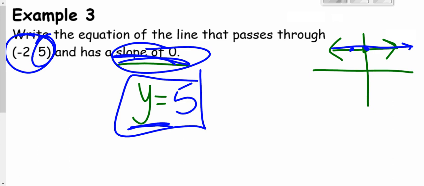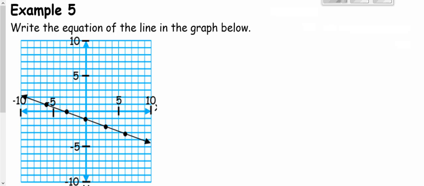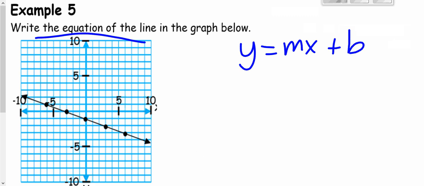All right, so now let's get to our major objective for today, which is to write the equation in slope-intercept form given a graph. So if we're looking here, it says write the equation of the line in the graph below. So remember, to write the equation of the line, we need y equals mx plus b. So what are the two pieces of information we're going to need here? Well, we need our slope and our y-intercept, right? So is that information that I can pull out of the graph? Well, yeah, in order to graph it, we need to know that in the first place, right?